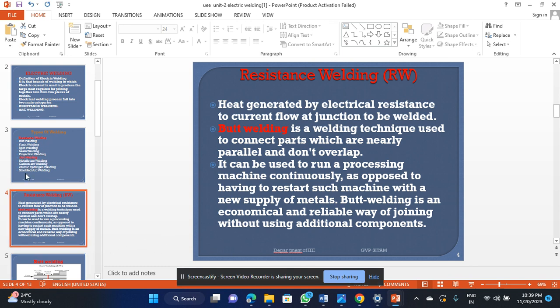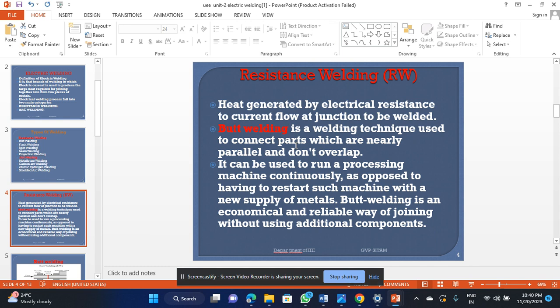Resistance welding means heat energy is generated by the electric resistance to current flow at a junction to be welded. For example, when you want to join two metal pieces using electrodes, you join them by applying resistance. The electrical resistance to the current flow at the junction point heats it, and that point will be welded. So that is resistance welding.